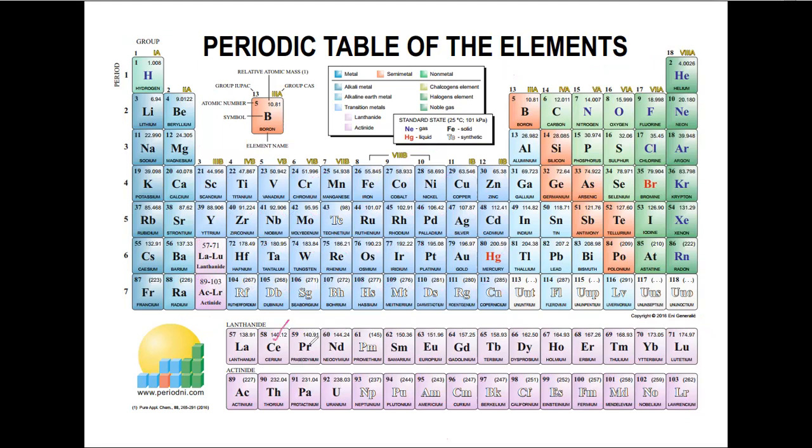Look at this. Cerium, 58. Praseodymium, neodymium, promethium, samarium, europium, gadolinium, terbium, dysprosium, holmium, erbium, thulium, ytterbium, and finally lutetium. Lutetium, right? That is 71. So from 58 to 71, you got 14 lanthanides.